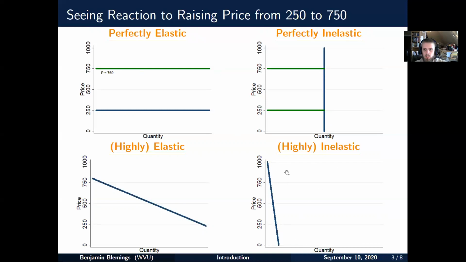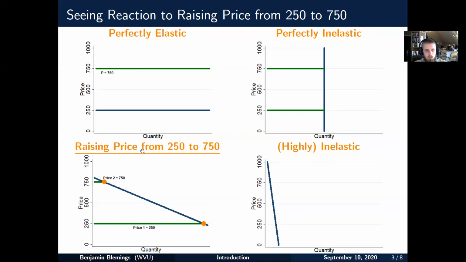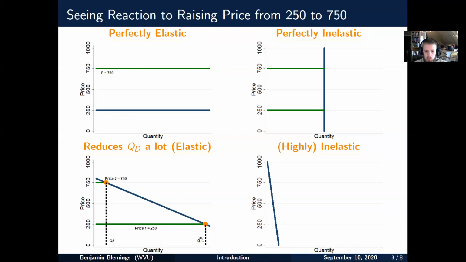And you can see why this is if you look at the same price change that we showed you earlier. In this highly elastic curve here on the bottom left, if price is $2.50 and it raises to $7.50, there's a large change in the quantity demanded. It goes all the way from the right to the left of the graph, near the price or y-axis. And it goes from Q1, which is pretty large, to Q2, which is pretty small for this price raise.